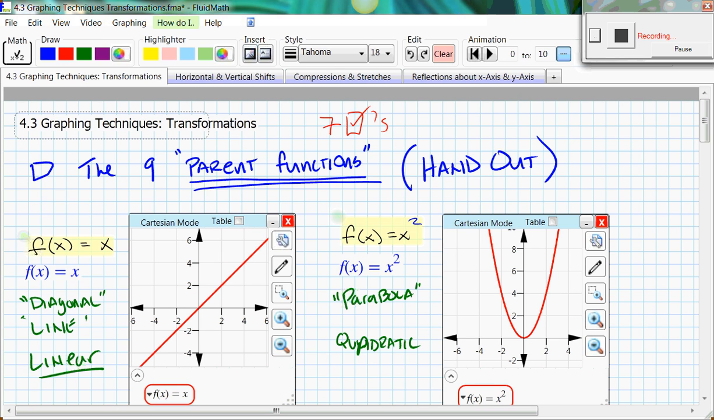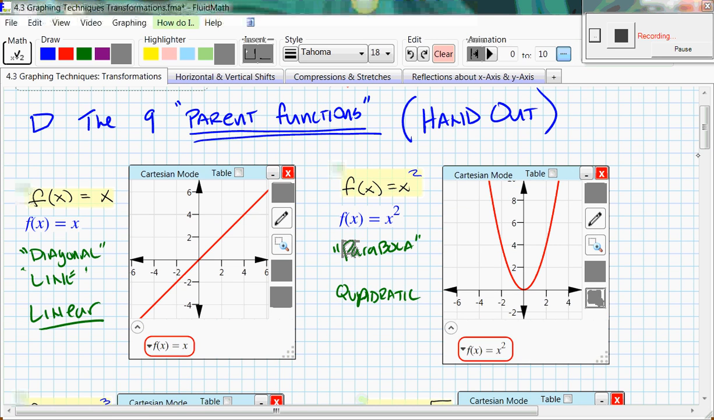So, on the first one here, Jonah, Mr. Brim, what is the first one? Yes, you are correct. That is absolutely right. That is a diagonal line. It's called a linear function, right? So f of x is equal to x will give you a diagonal line that looks just like this. Good.